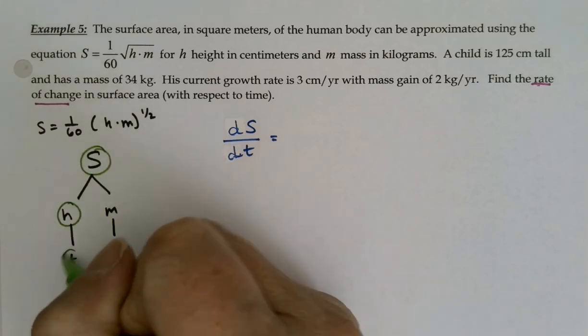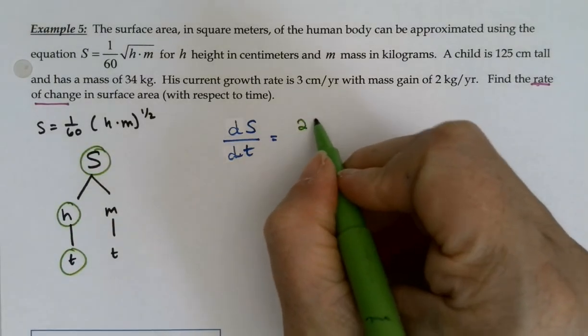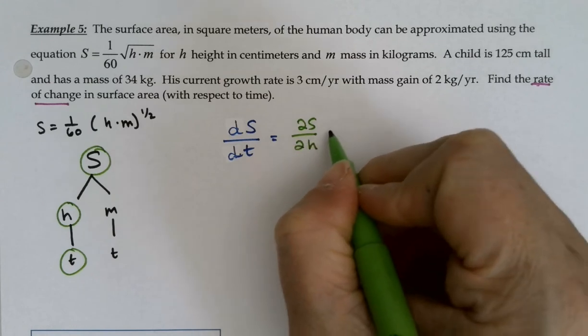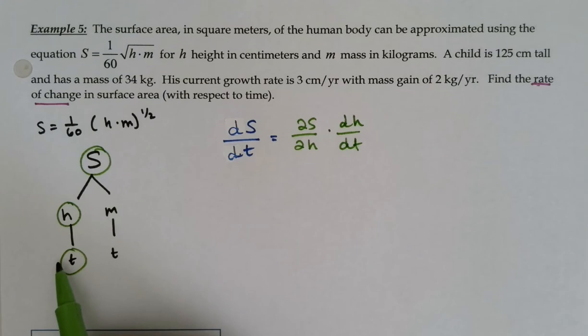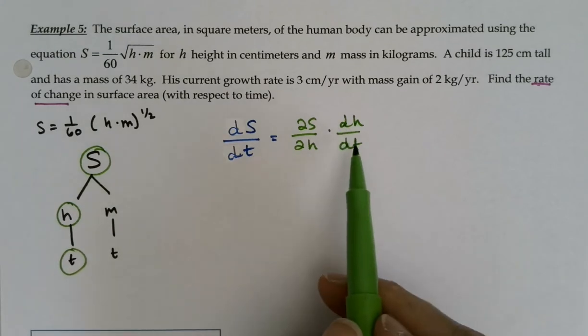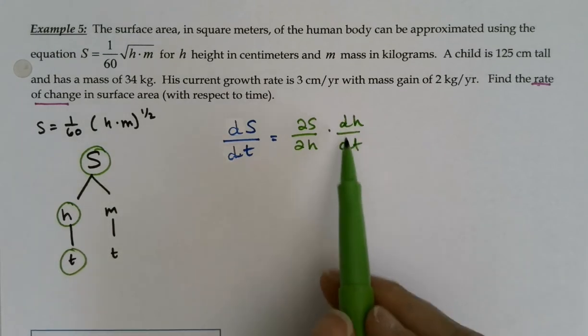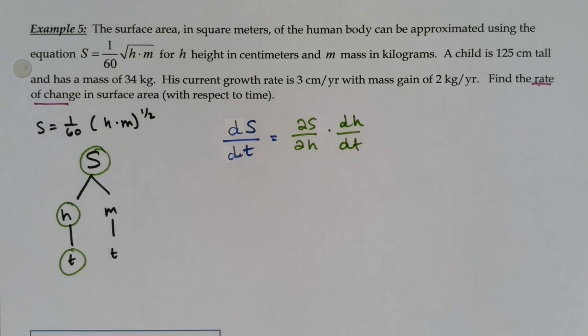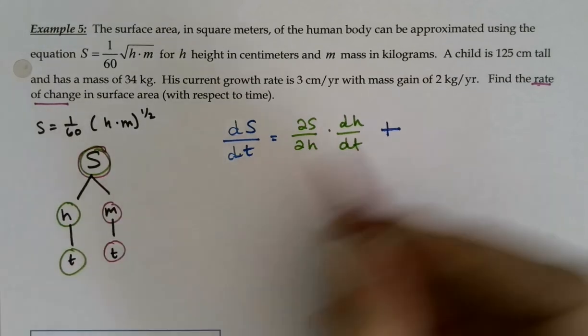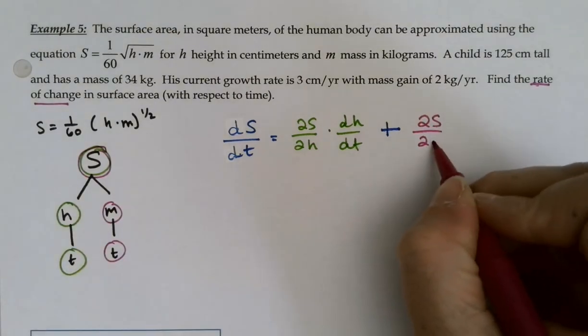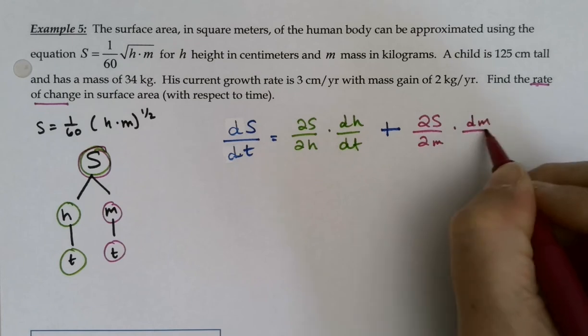So I would take ds dh times dh dt, because t is the only variable, so there can only be one option at that point, and therefore you use d's. Plus, and then the other side, s to m to t. So ds dm times dm dt.